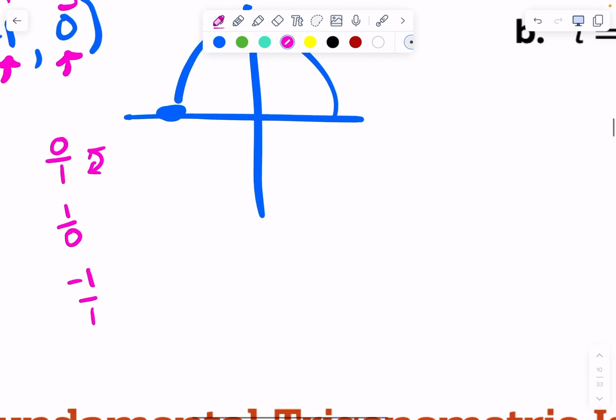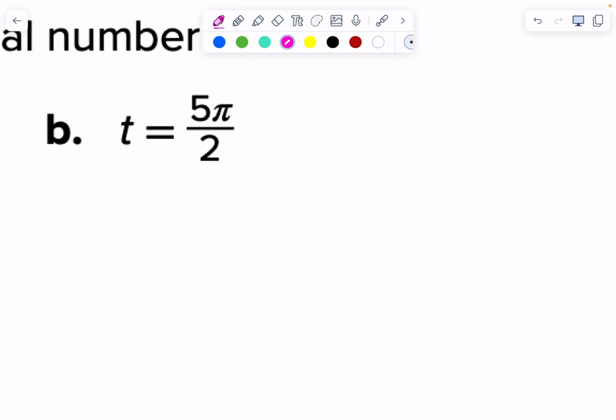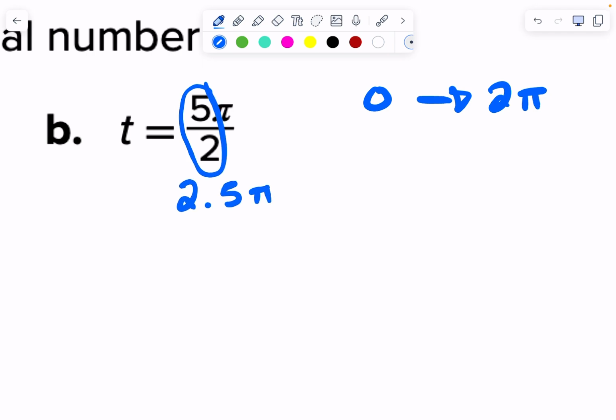B. 5 pi over 2. Find it on your unit circle. Do we have a 5 pi over 2? We definitely do, but it's not listed as 5 pi over 2 on your unit circle. Check out why. Your unit circle goes from 0 to 2 pi. 2 pi is the largest it goes, but what's 5 over 2? 2.5. This is 2.5 pi, right?